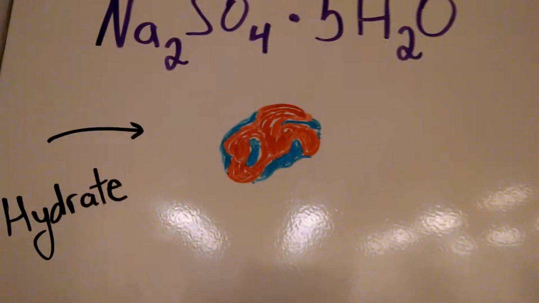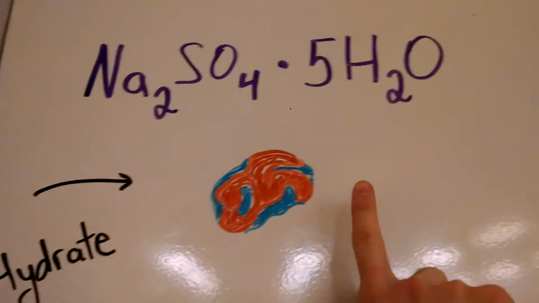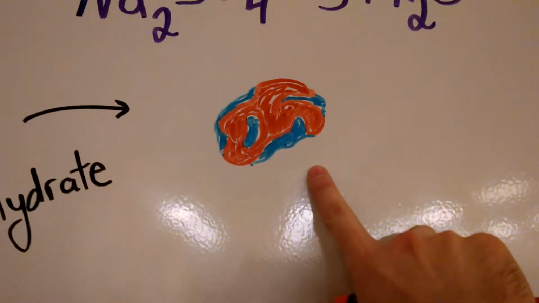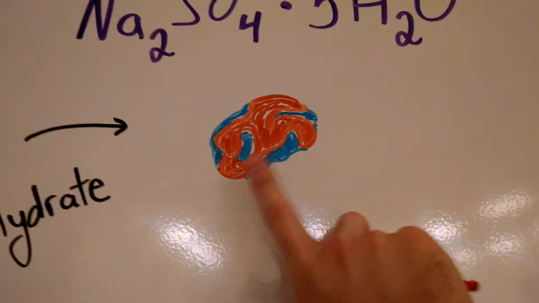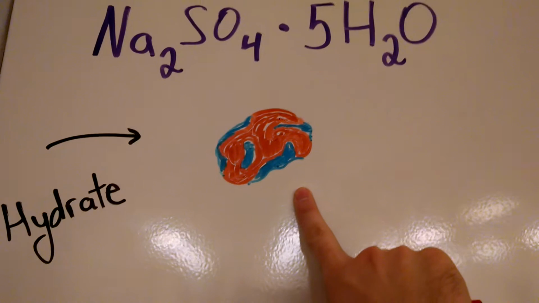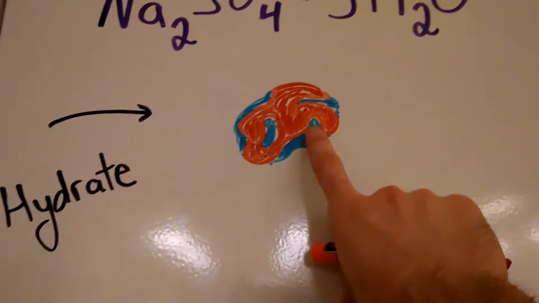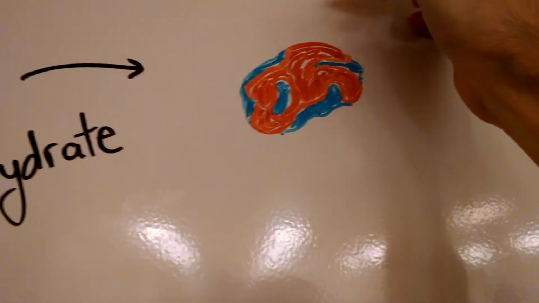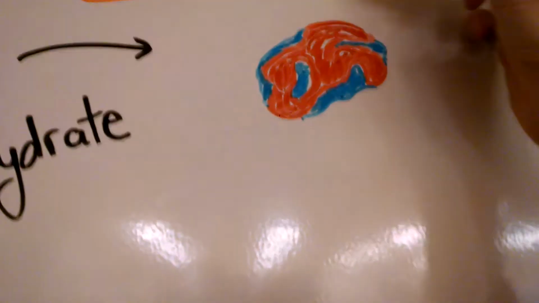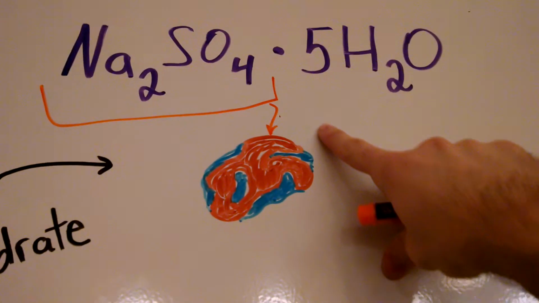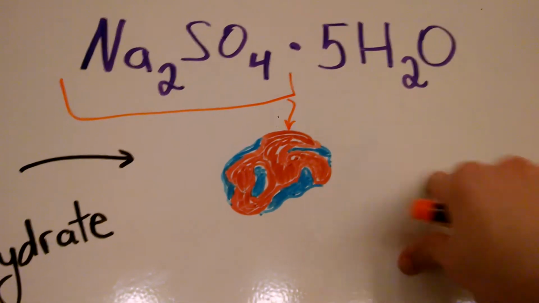So again, this is a hydrate. We're going to use this sodium sulfate pentahydrate. Again, a hydrate is an ionic compound with waters embedded in the crystal structure of the compound. So here I've got this brown color. That is going to be this sodium sulfate. And the 5 waters obviously are my blue thing.